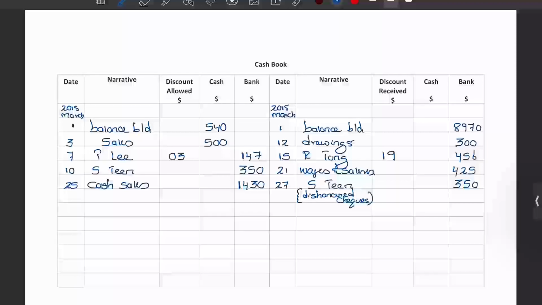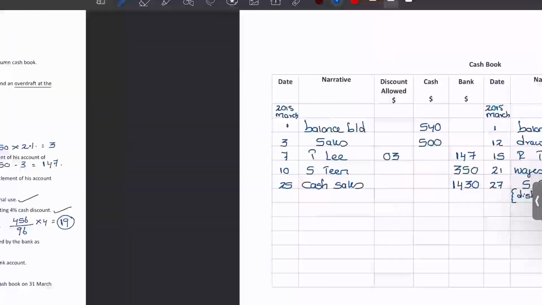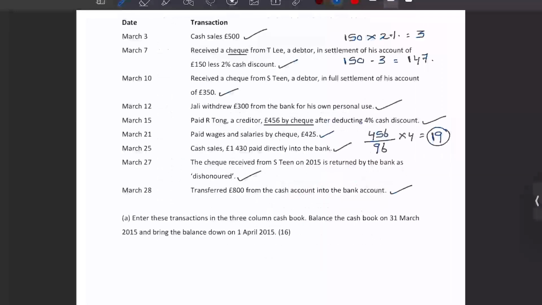Now the last transaction. So always remember, discounted checks will come on the credit side. The last transaction given to you. This question covers everything that you need to know. Transferred 800 from the cash account into which account? Bank account. Cash is affected, bank is affected. Think and see. If you put 800 from cash into the bank account, money in the bank will increase. What will happen to cash? Cash will reduce. It's affecting both.